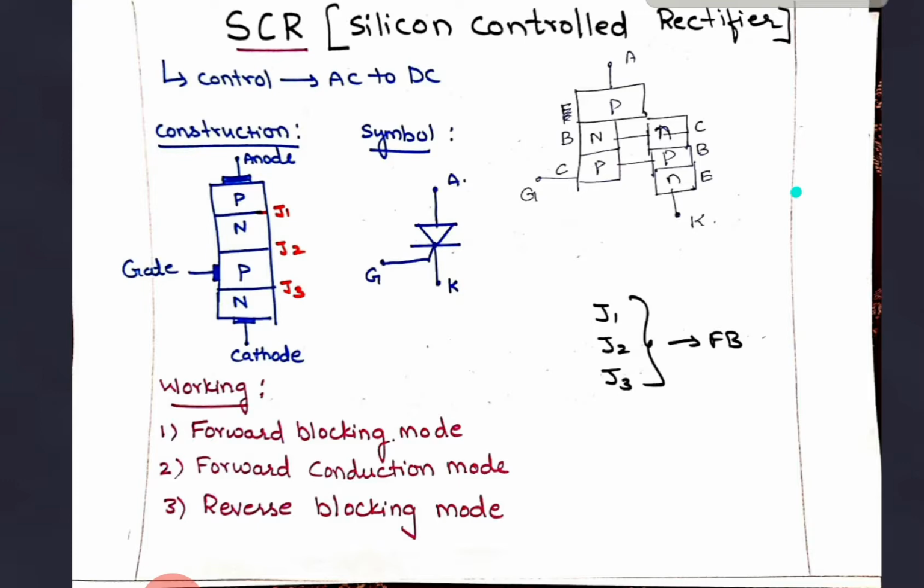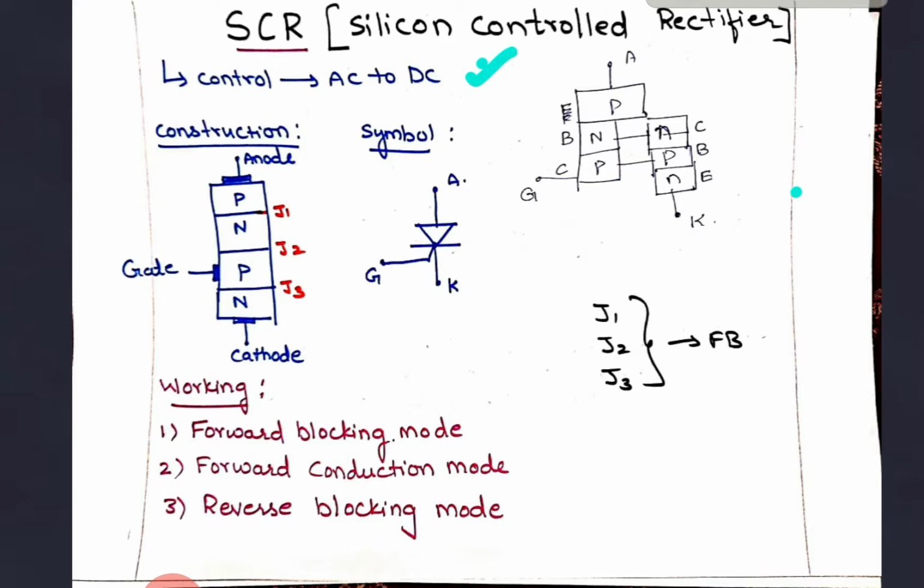Since we can control how much of the signal is converted from AC into DC, hence the name silicon controlled rectifier. Why do we go for silicon over germanium material? The leakage current of silicon is less than that of germanium material. That's why we go for silicon material. Since the material used is silicon and how much voltage can be rectified is controlled, that's why it is called silicon controlled rectifier.